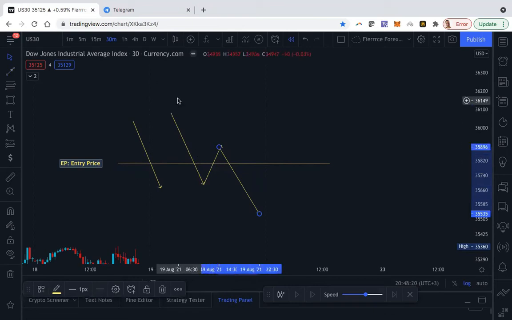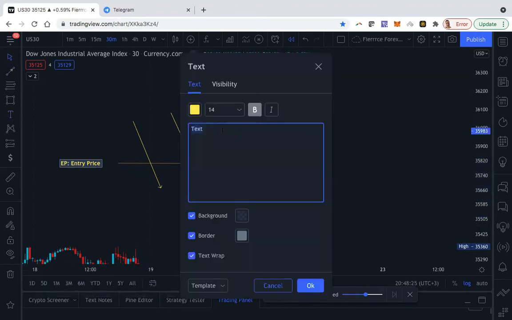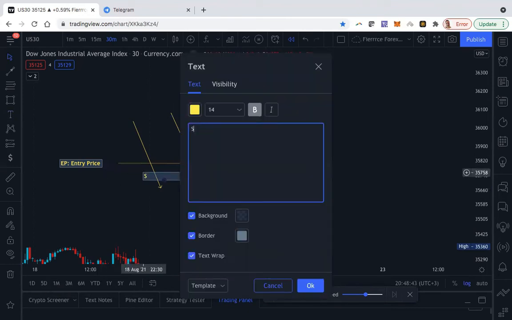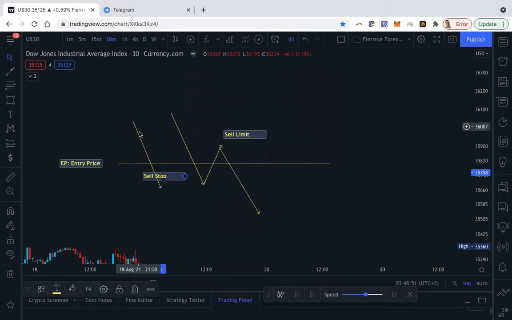So basically, this is a sell limit example. Okay, so this is a sell limit. That's a sell limit. And then this here is a sell stop. This here is a sell stop, okay? So that's the difference. Sell stop, price is just going to drop. I'm not anticipating it coming back. Sell limit, I'm actually anticipating it coming back.